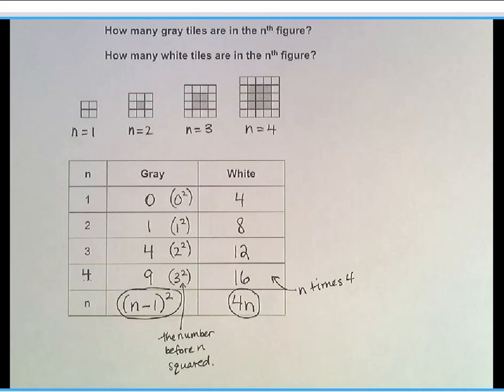And that's how you can use a table and the shapes themselves to help you figure out the algebraic expression that you could use to represent the number of tiles.